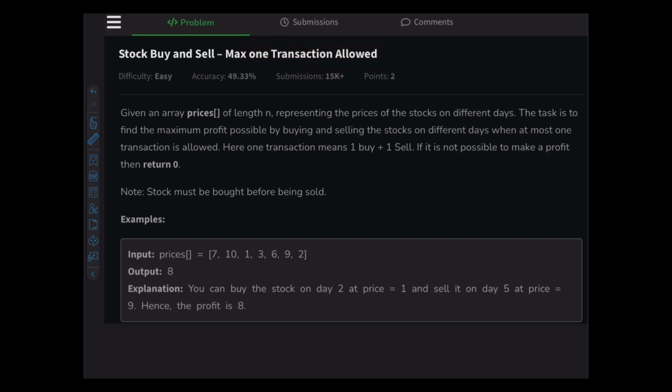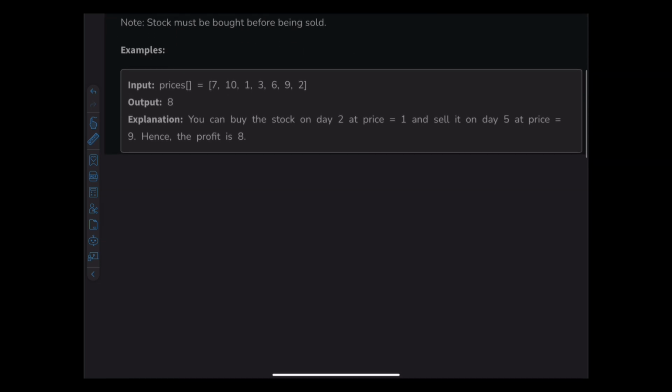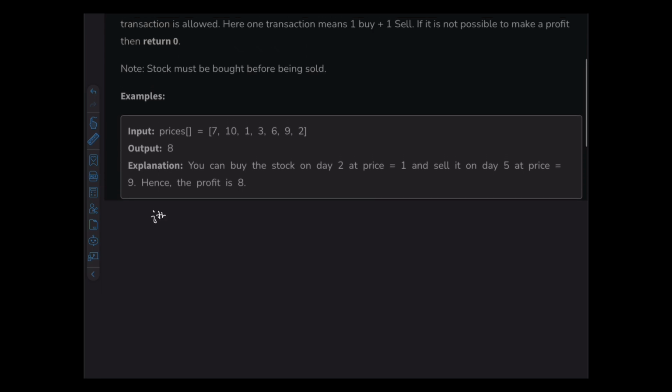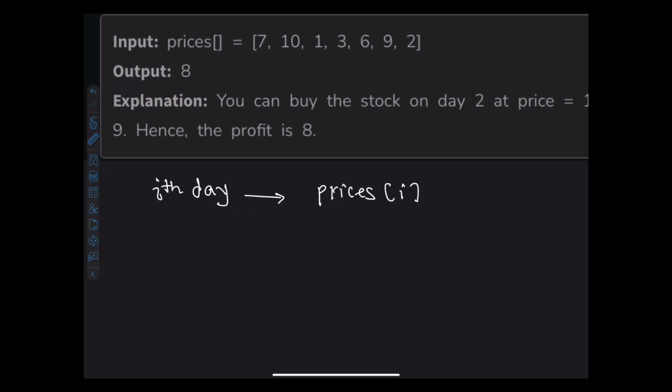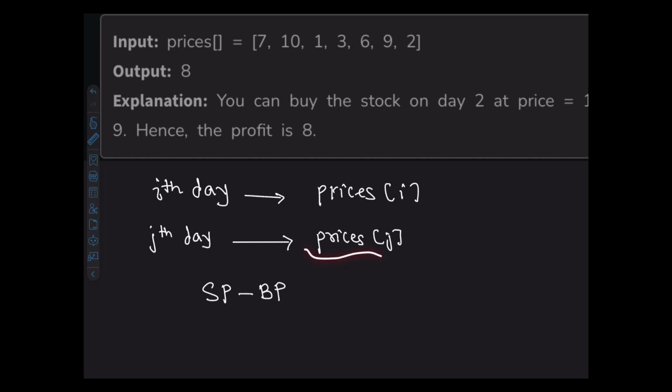Well, if only one transaction is allowed, we should buy the stock at the minimum price and we should sell it at the highest possible price. So you basically have to maximize the difference. If you buy the stock on the ith day, you buy it for prices of i. And if you sell the stock on the jth day, you sell it for prices of j. And the profit is going to be the selling price minus the buying price, which is prices of j minus prices of i. So we basically have to maximize the difference.